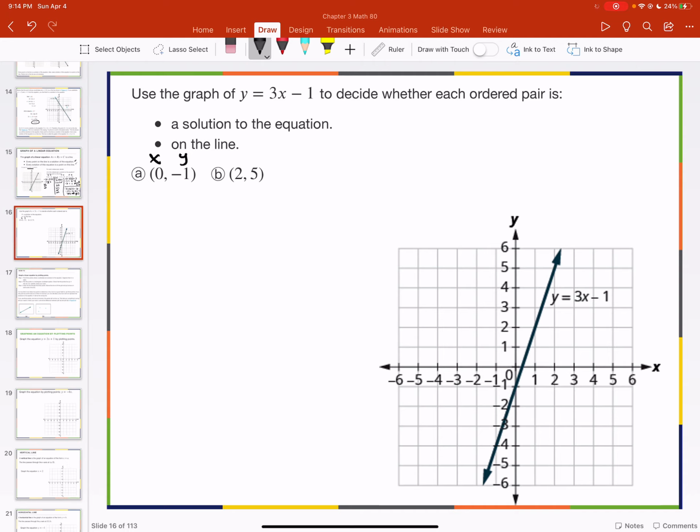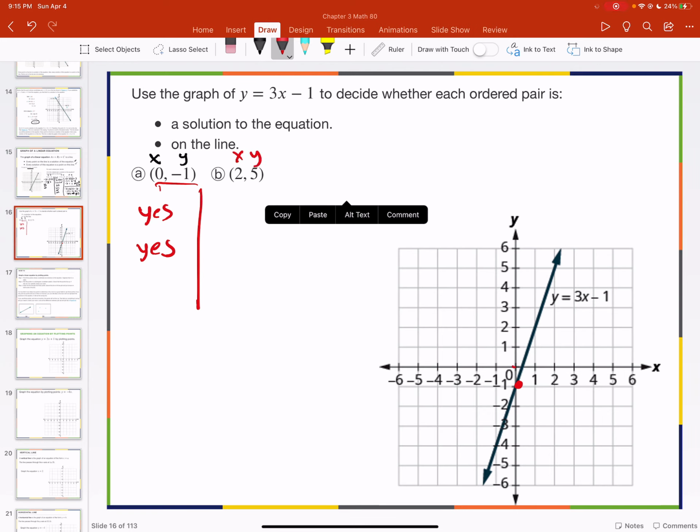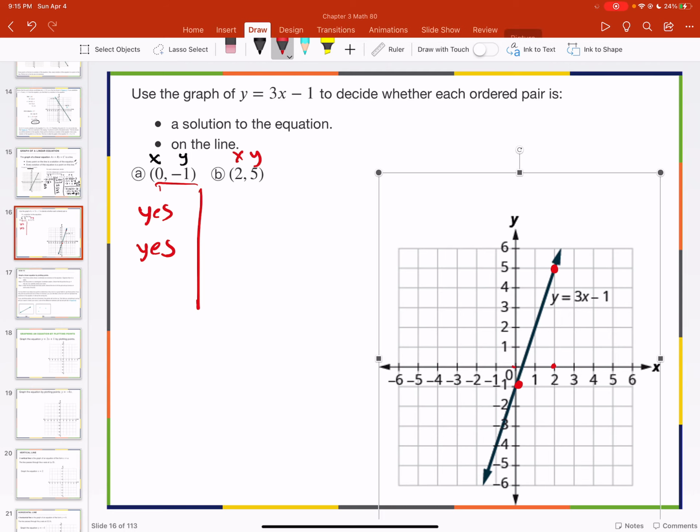So let's see here. Let's find the point (0, -1). So 0 here, -1. And it is on the graph, so yes, right? And then B, (2, 5), is this a point on the line? If it is, then it is a solution to the equation. So you have 2 and then 5 up here. And yes, it is a point on the line, so we can safely say, yes, it's a solution to the problem.